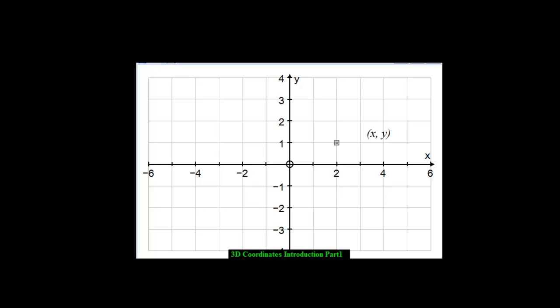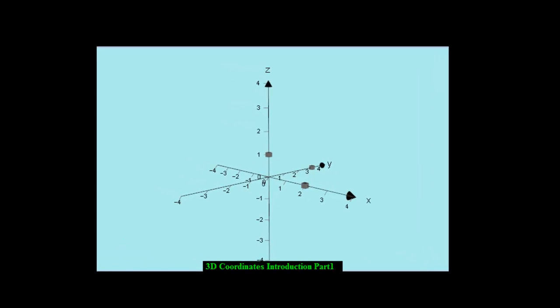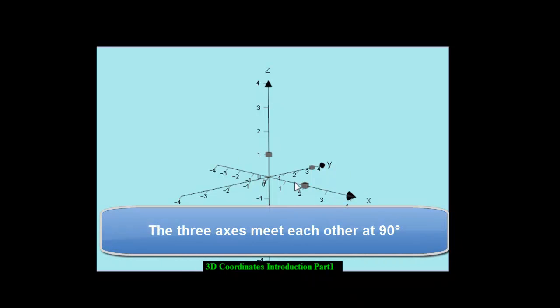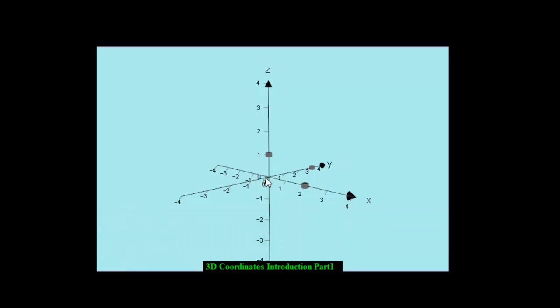So what happens in 3 dimensions? Well, let's have a look. You've got 3 axes perpendicular to each other. That's the x-axis, positive direction that way, the y-axis, positive that way, z-axis going up, positive that way.